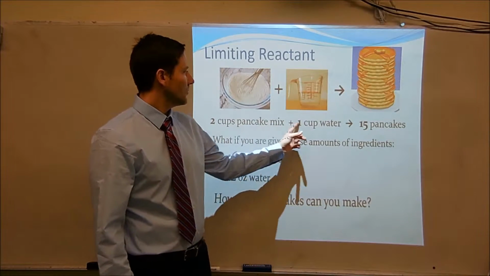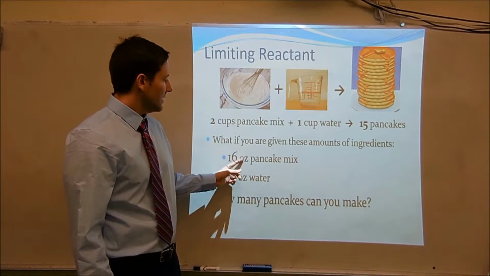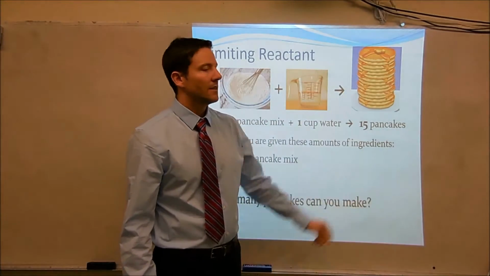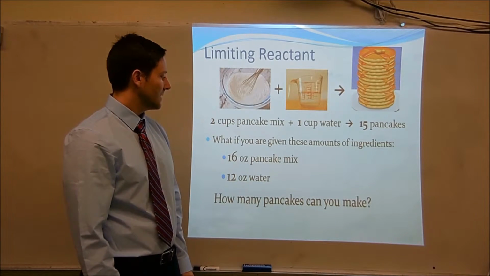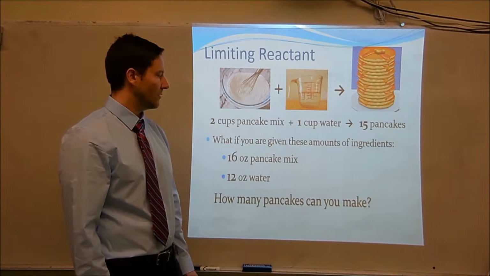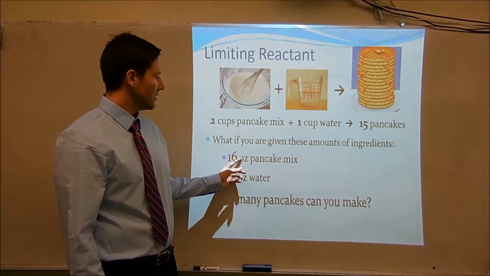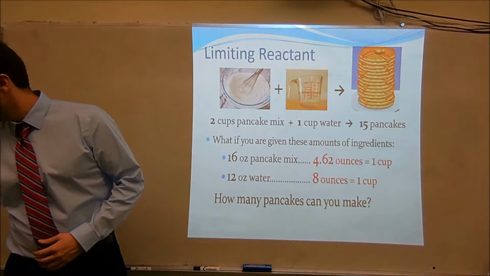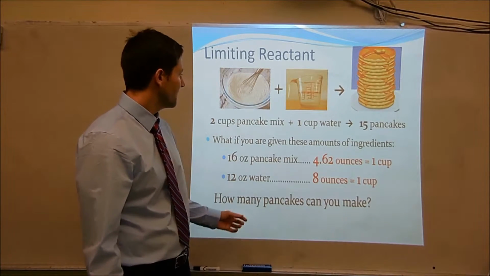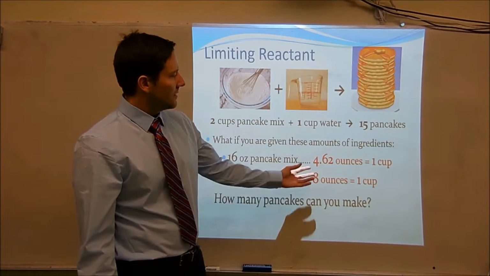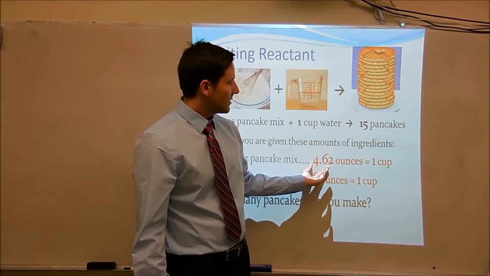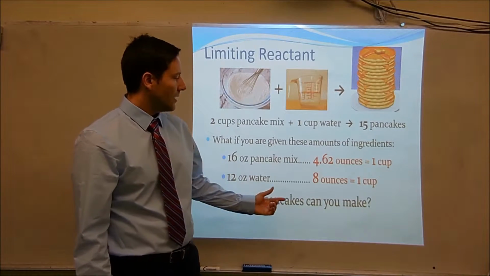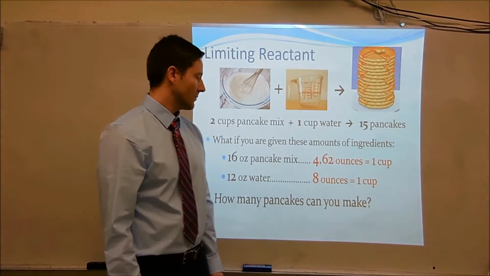Well, you have to use this recipe, but you're given the ingredients in ounces. These units don't match the units that are in the recipe. So you need some more information to be able to solve this kind of problem. And the information that you need is some kind of conversion or equivalence statement between cups and ounces. For pancake mix, the equivalence statement is 4.62 ounces of mix is 1 cup of mix. And then for water, 1 cup is 8 ounces.